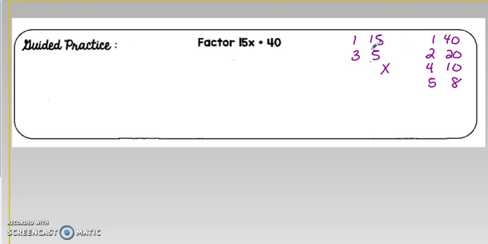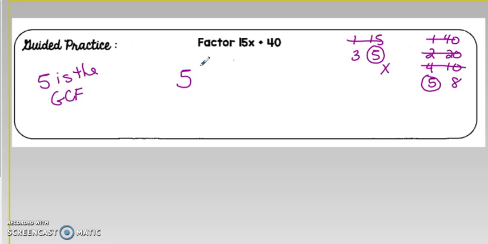I look through my numbers and I see that my largest number that they have in common is 5. So that means I don't need all of the other factors. 5 is my GCF. So I'm going to place 5 on the outside of the parentheses. What's left inside, I have 3x for my first term, since I didn't cross off. I have 8 left for 40, and the sign that I have in between goes down in between.